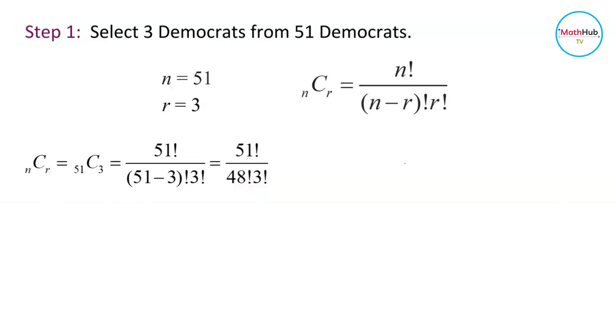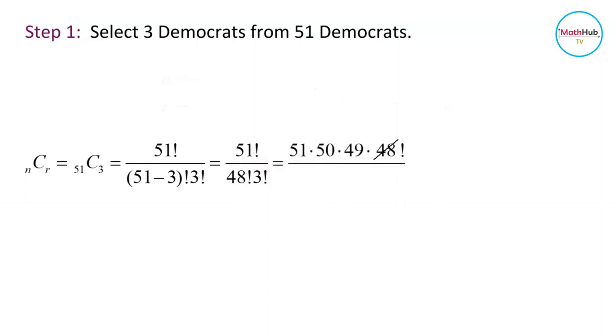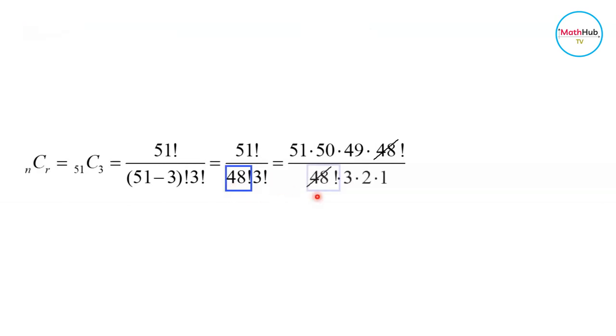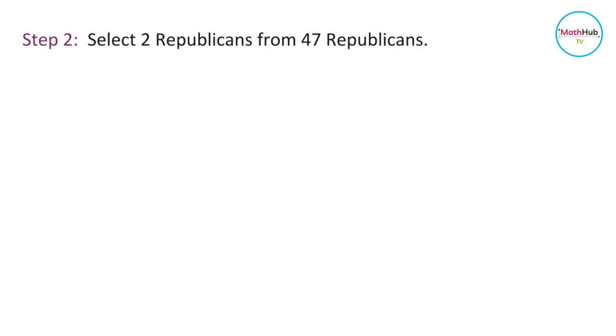To solve this, we will write 51 factorial as 51 times 50 times 49 times 48 factorial. Since we have 48 factorial also in the denominator, we'll just copy that. We'll leave 48 factorial as 48 factorial, and we will write out 3 factorial as 3 times 2 times 1. Now we can cancel 48 factorial from numerator and denominator. And that leaves us with 51 times 50 times 49 divided by 3 times 2 times 1. And that is equal to 20,825.